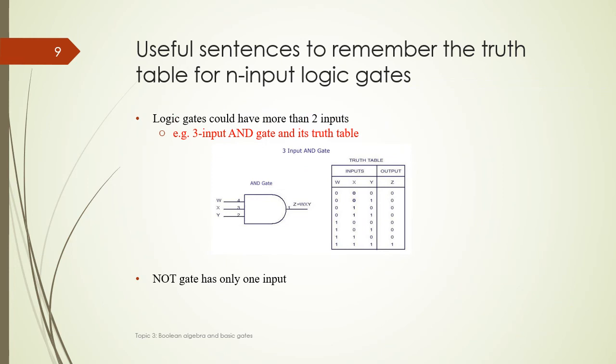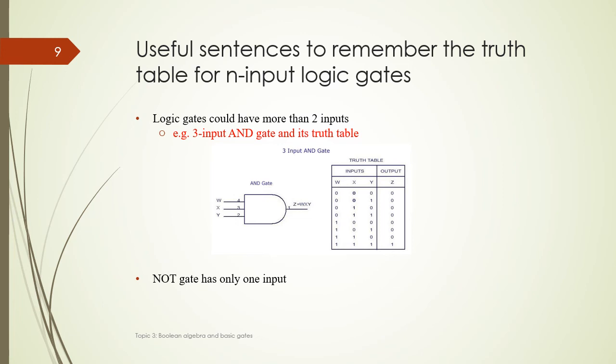Okay, so far all the logic gates we have talked about have 2 inputs only, right? Except for NOT. NOT always has 1 input. But for the others we have only 2 inputs. But what happens if we need more inputs? So basically we can expand them.